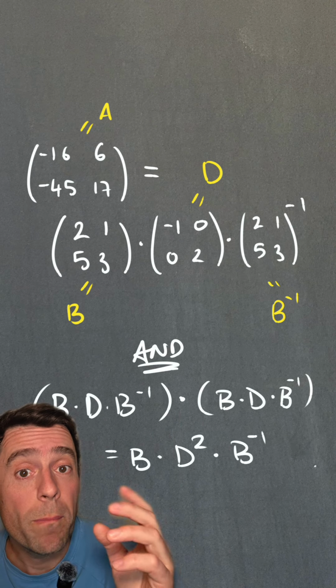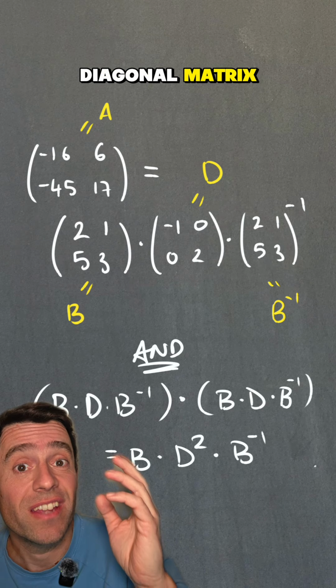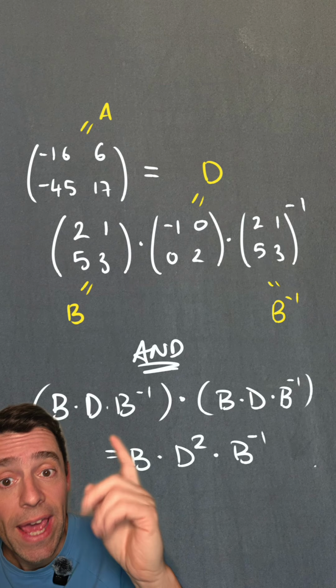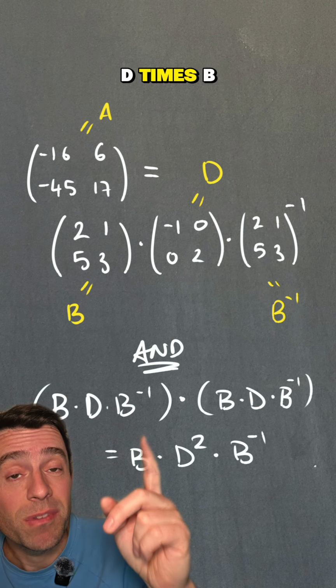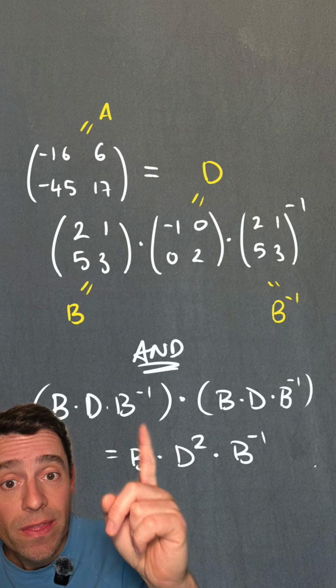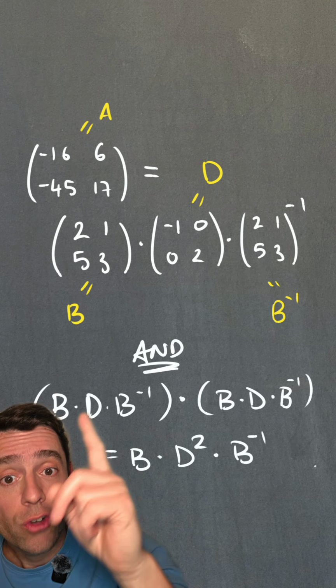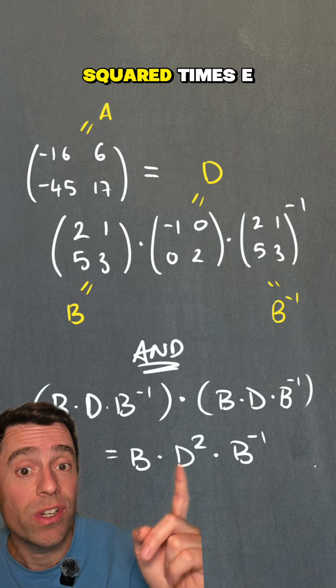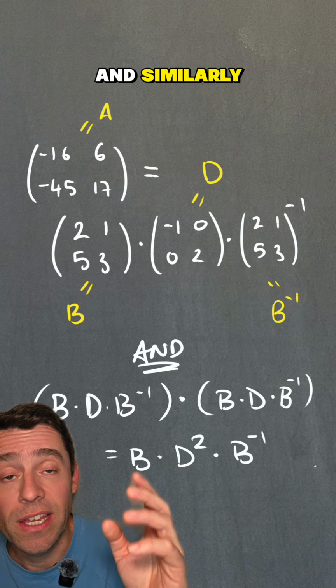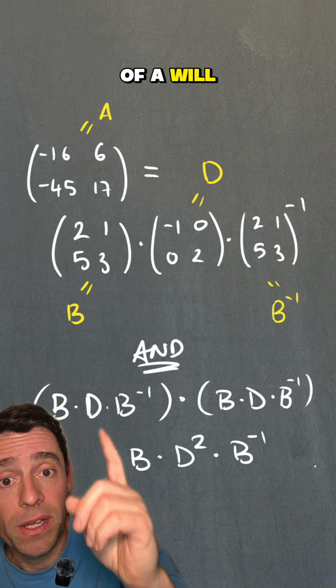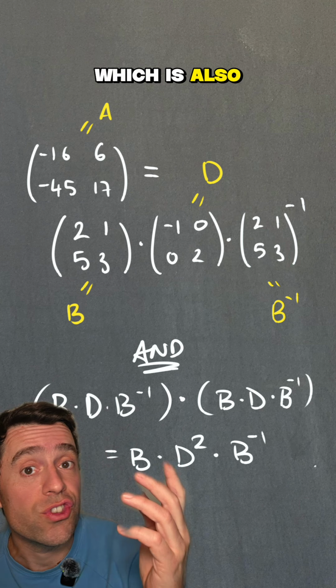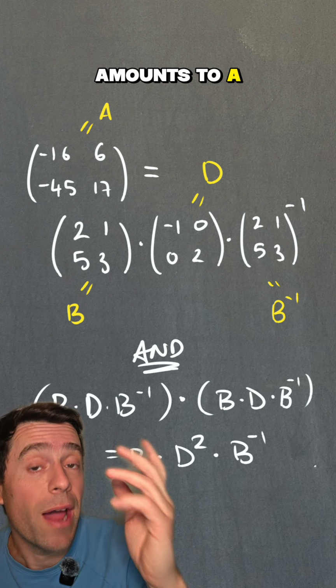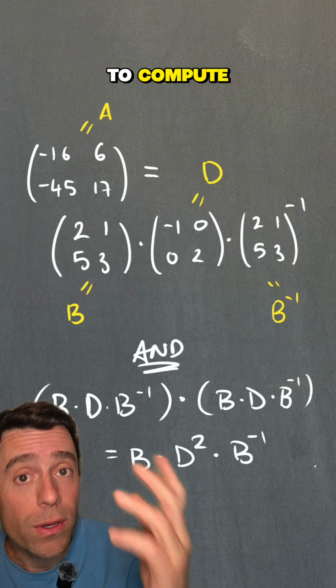And moreover, powers of a diagonal matrix are easy to compute, and B times D times B inverse times itself, the B inverse and B cancel out, so a power of a matrix of this form is just B times D squared times B inverse, and similarly, a high power of A will amount to a high power of D, which is easy to compute.